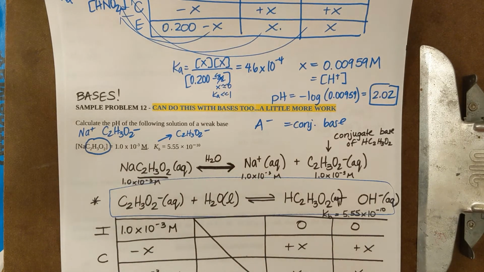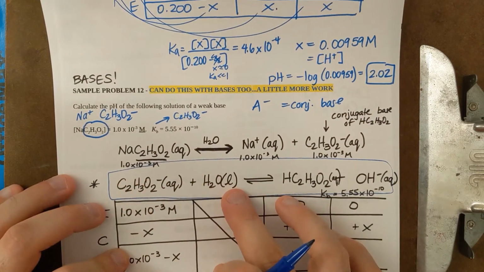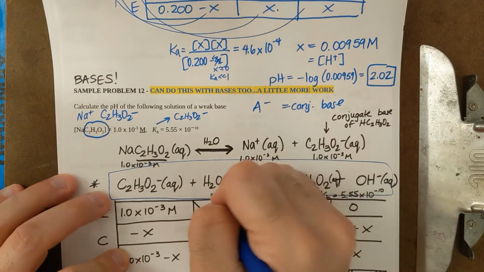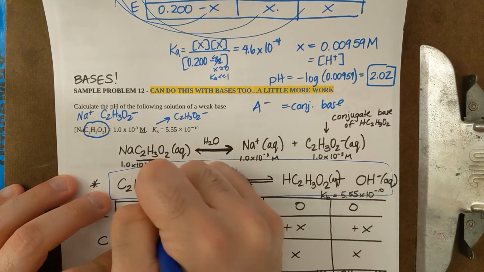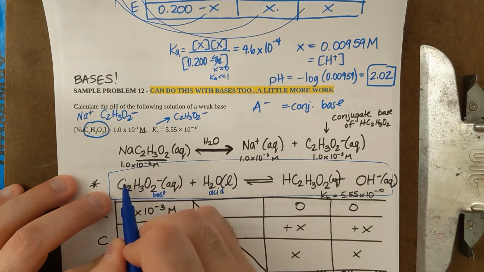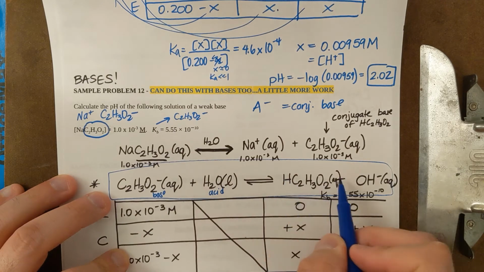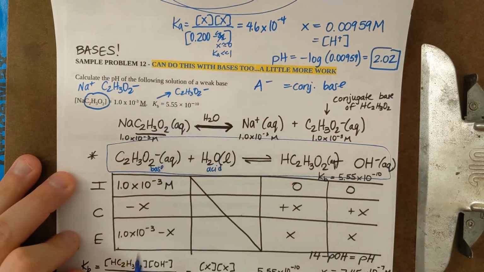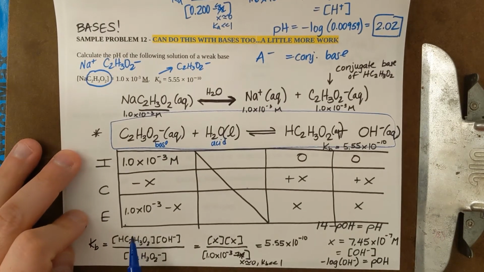Don't worry about this top one. This top one has sodium acetate that breaks apart 100% because it's an ionic compound into sodium plus and acetate minus. And so now that I have my acetate in water, this is aqueous now. It's going to react with water. Water is going to act as an acid, and this is my base. It's going to give an H plus to C2H3O2 minus. And I'm going to get HC2H3O2 and OH minus. And this Kb is this Kb expression: HC2H3O2 times OH minus all over C2H3O2 minus.